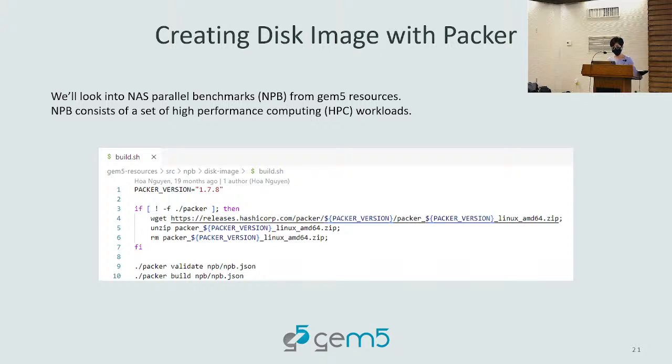So this is what they have in the build.sh, which is a shell script that we use to launch the process of creating the disk image using Packer. The first thing that it does is that it gets a kernel, downloads it, and unzips it, and then it validates the npb.json file, which is the main script that is going to be launched. And after that, it checks that it's validated, it builds that JSON file. Very simple.